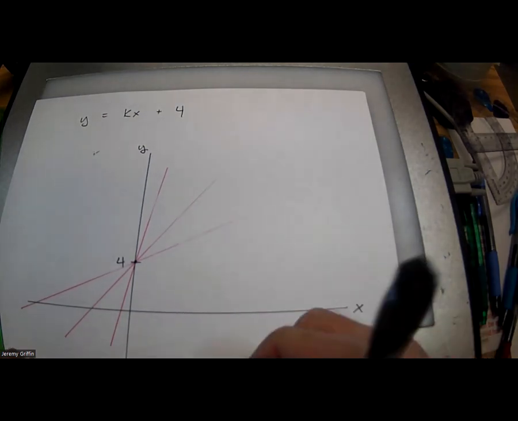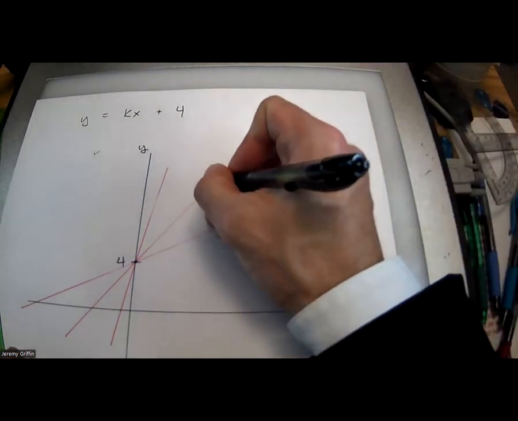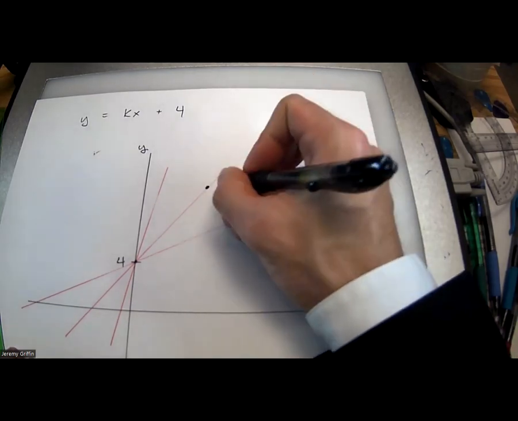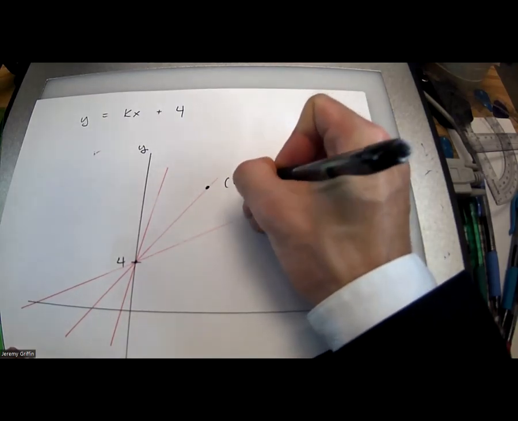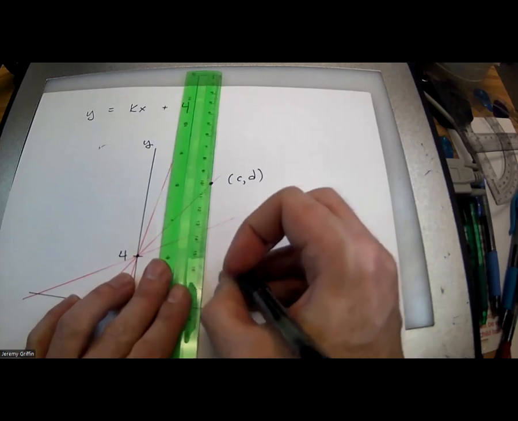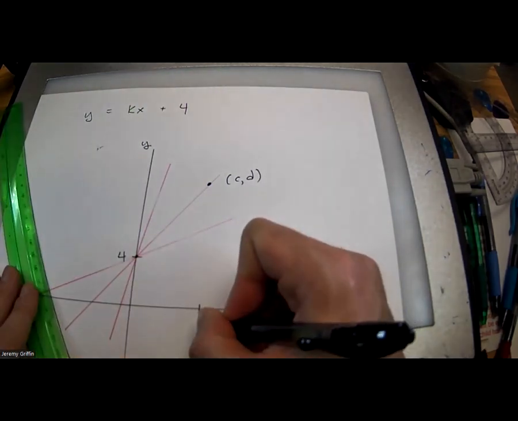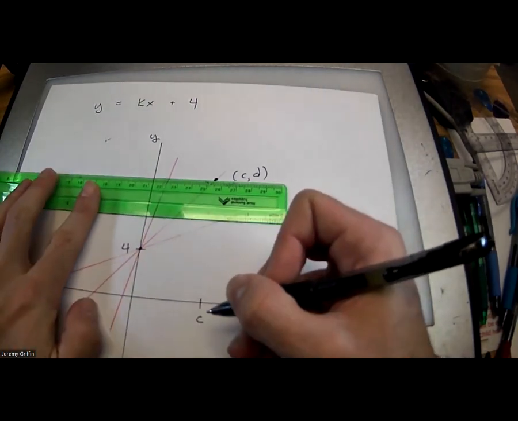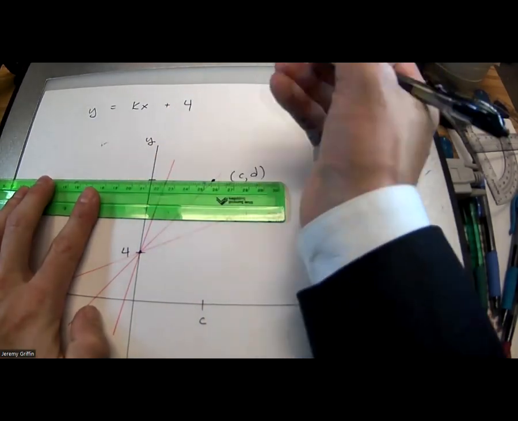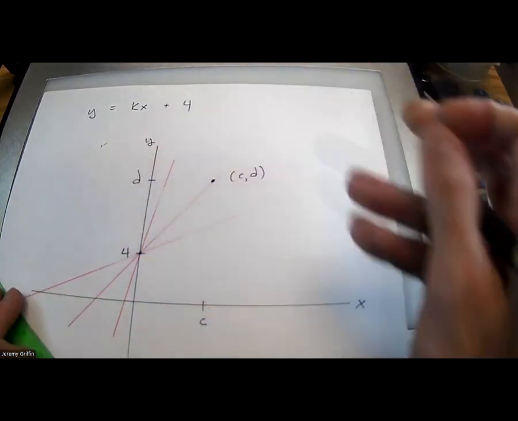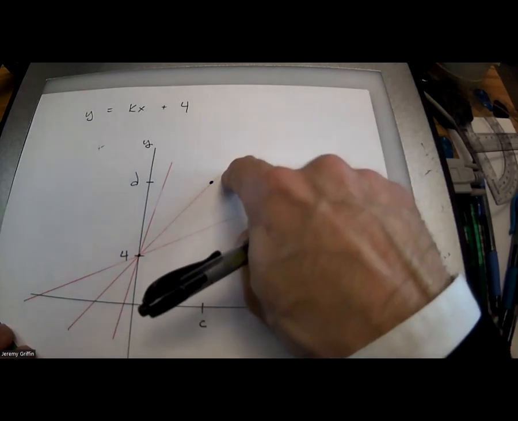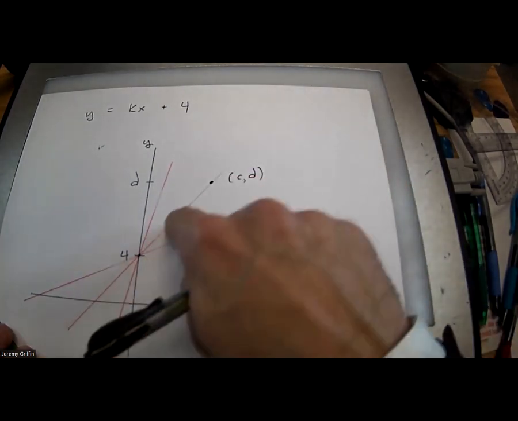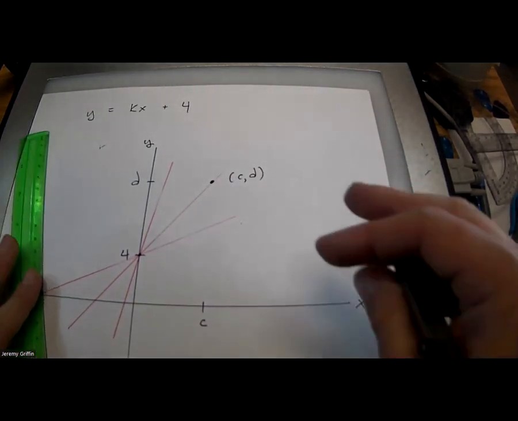But they also told you there's a point (c, d), maybe like this point right here. This might be the point c comma d. So the x coordinate would be c and the y coordinate would be d. All right, so that might refer to this red line. That's the one I'm interested in.